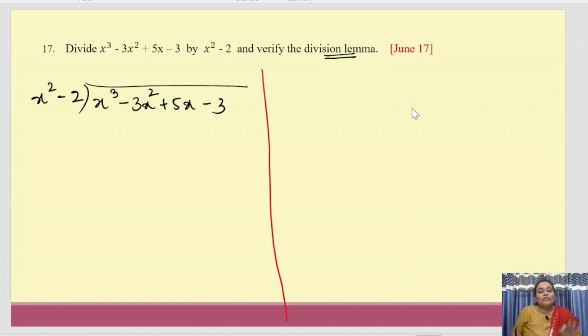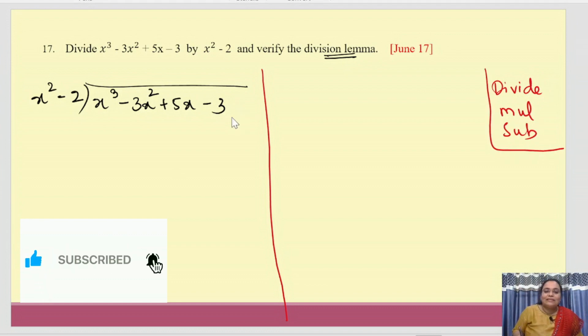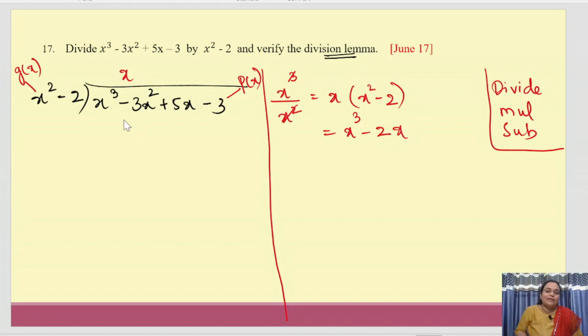So we know that to divide any two polynomials, we need to follow only three steps. They are divide, multiply and subtract. Okay. So the first step is divide. So let us divide the first term of P of x, which is x cube, with the first term of g of x, which is x square. You will get x. Yes, this x is the first term of the quotient. Then the next step is multiply. You will multiply x with g of x, which is x square minus 2. You will get x cube minus 2x. Okay, write this x cube minus 2x here.